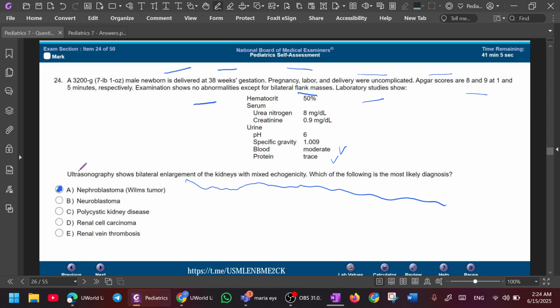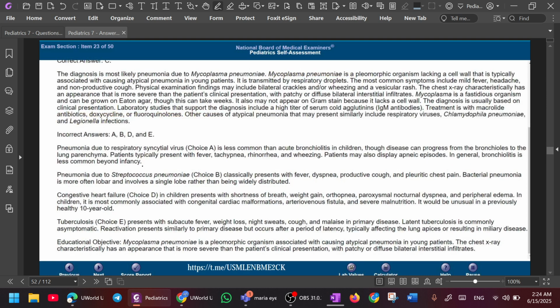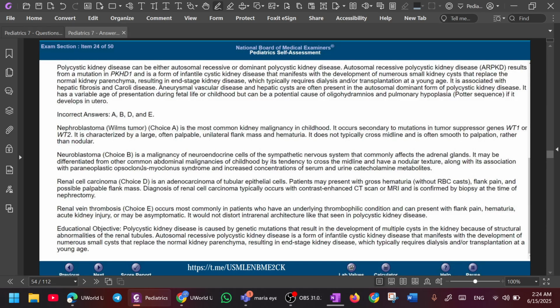So it's polycystic kidney disease. What is it? Polycystic kidney disease can be either autosomal recessive or autosomal dominant. Autosomal recessive polycystic kidney disease results from a mutation in PKHD1 and is a form of infantile cystic kidney disease that manifests with the development of numerous small kidney cysts that replace the normal kidney parenchyma, resulting in end-stage kidney disease, which typically requires dialysis and/or transplant in young patients. It is associated with hepatic fibrosis and Caroli disease.